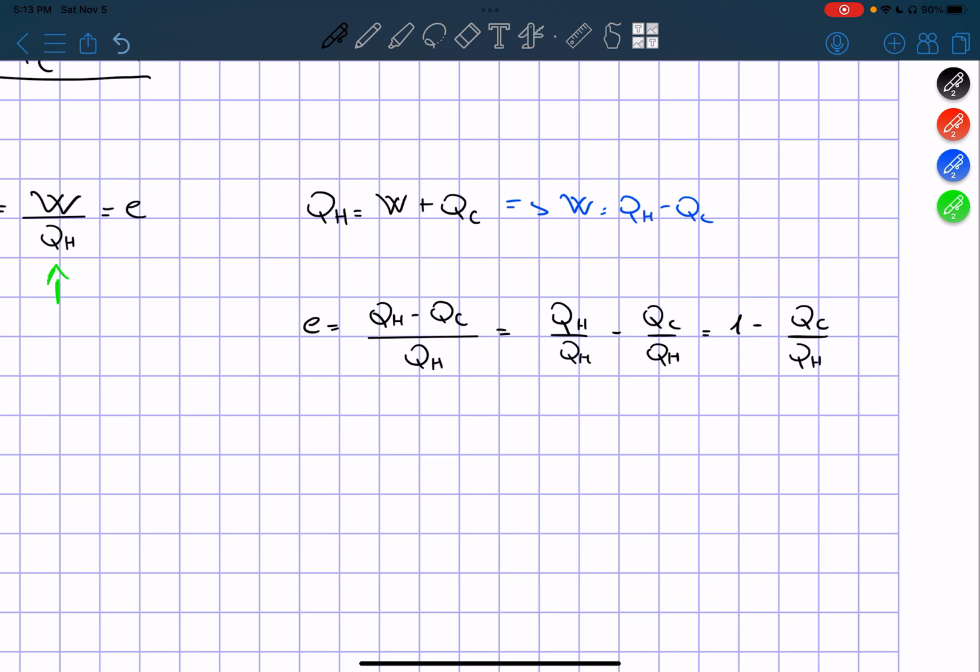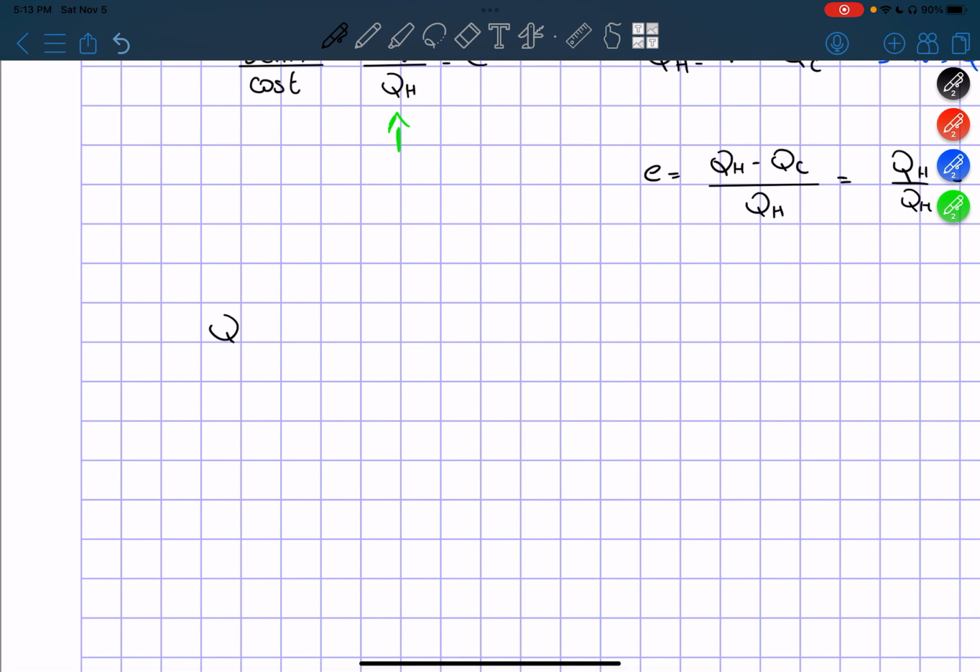Okay, and we know that the ratio between the heat and the temperature is going to be higher for the colder reservoir than for the hot reservoir, or at least it has to be equal or greater. So we can rewrite this as Q cold divided by Q hot greater than or equal to T cold over T hot. Oops, I wrote T hot.